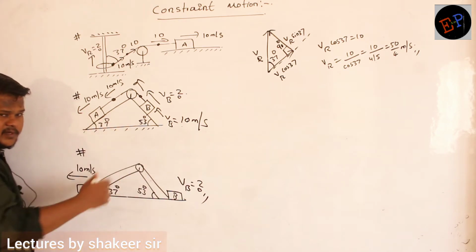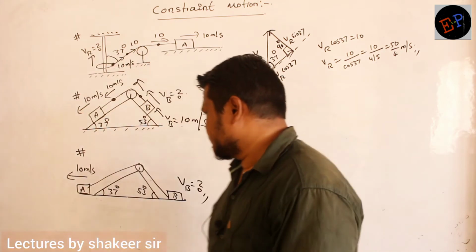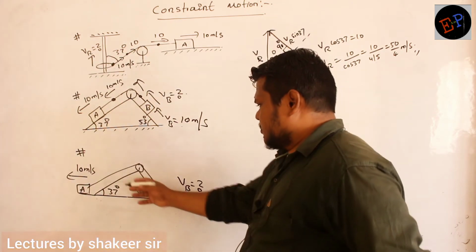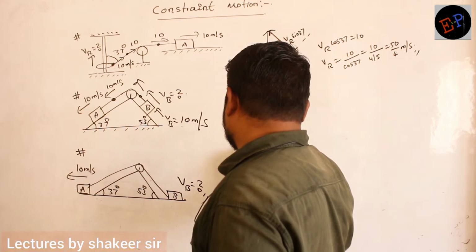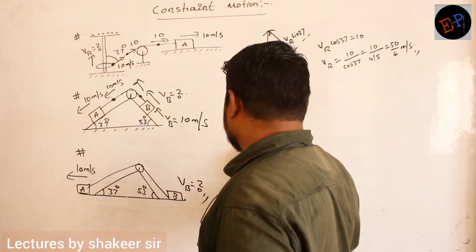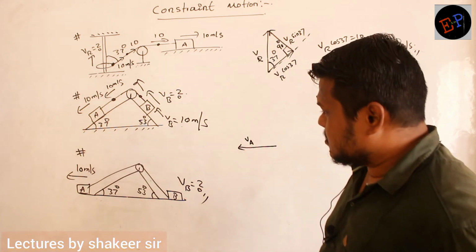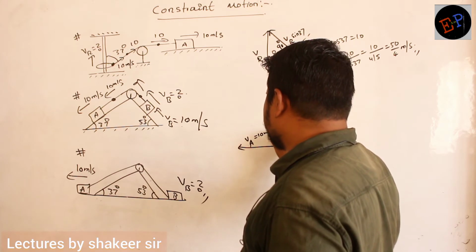Then I can calculate velocity of block B. Is it clear? So let us see how we can do. Listen very carefully. Block A is moving in which direction? Block A is moving in this direction. So this is the velocity of block A. How much is it? Velocity of block A is 10 meters per second.